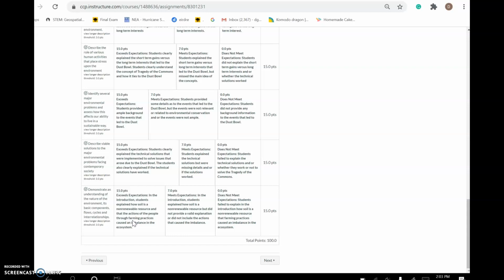We can add nutrients to the soil, but for the most part, what happened during the Dust Bowl was we sucked all the nutrients out of the soil, and then the soil could never really recover until we came in and implemented solutions to that. All right, so I want you to make sure you go through the rubric. A little background information on the Dust Bowl.